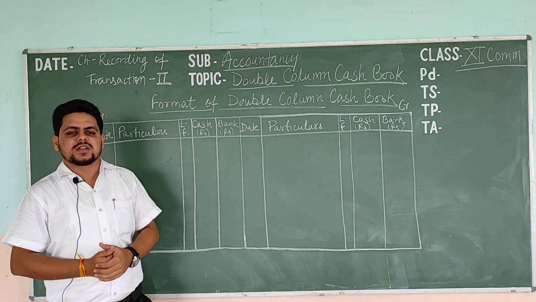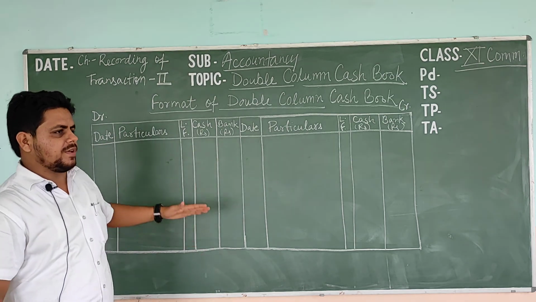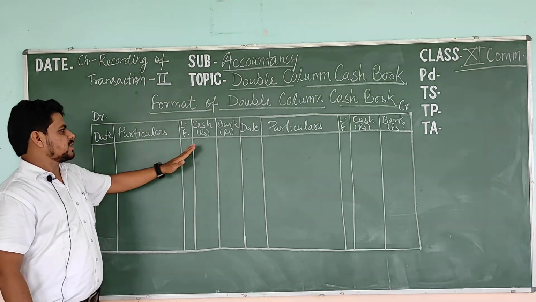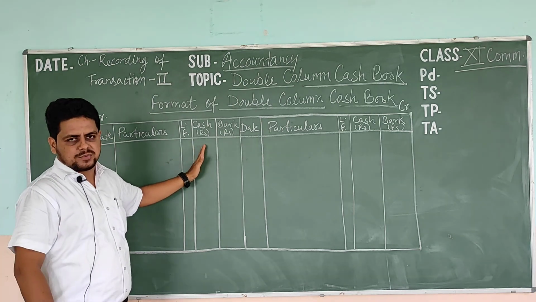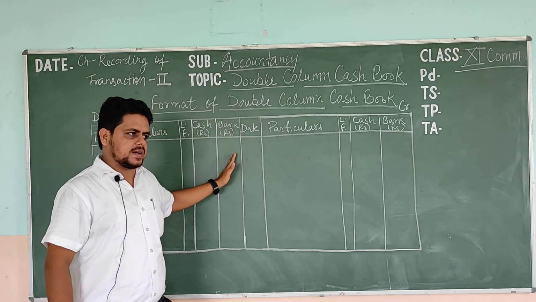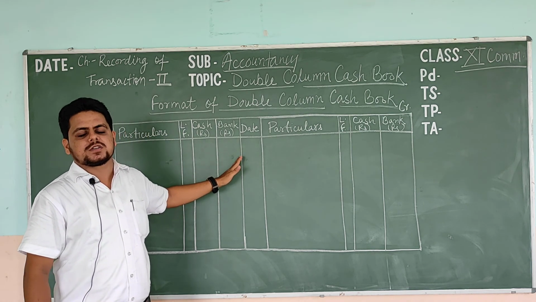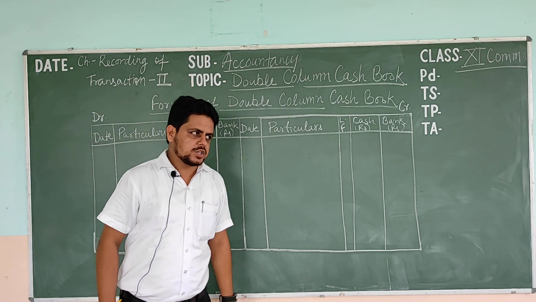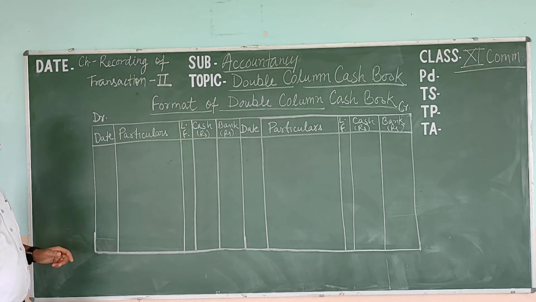In those types of organizations we use this double column cash book, and we can see that there are two columns on each side. In the cash column we record cash input and cash output, and in the bank column we record money received with the help of the bank and money paid with the help of the bank. So come and see the format of the double column cash book.